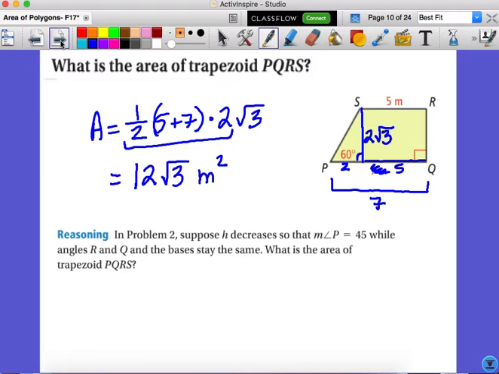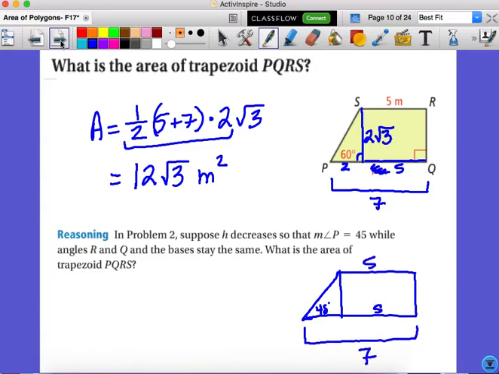Now, like I said, our 45, 45, 90s aren't going away either. So our next question says, imagine that instead this was a 45-degree angle. How would that change our answer? So we've got 7 and 5, just like before. The only thing that they said to change was the 45. So now, with this 45, 45, 90, our legs should be the same size. So I'm going to bring that 2 over. Half of base 1 plus base 2 times our height. So half of 5 and 7 times 2 gives me 12 square meters for my area.